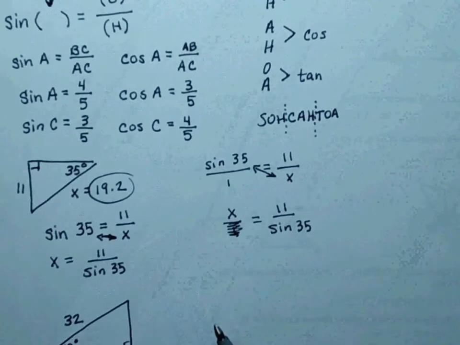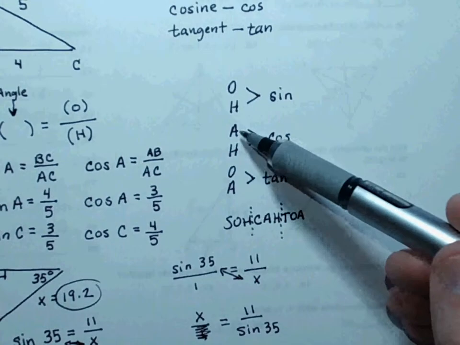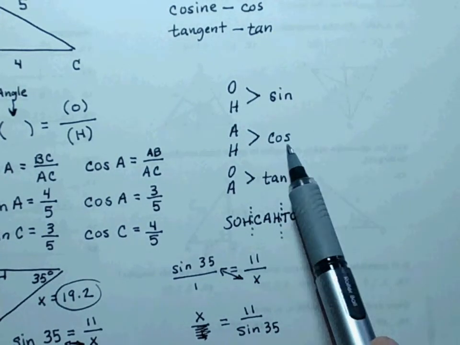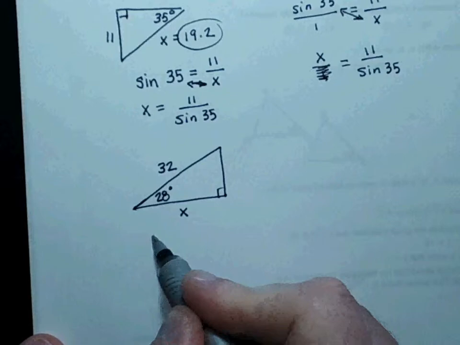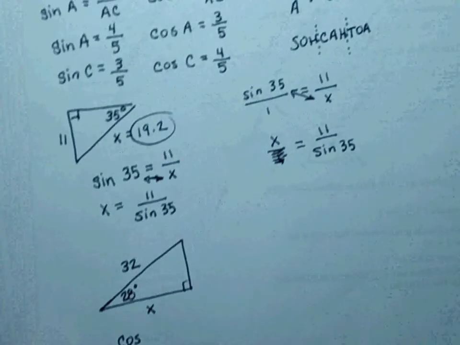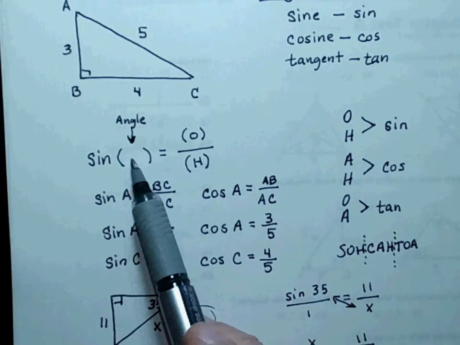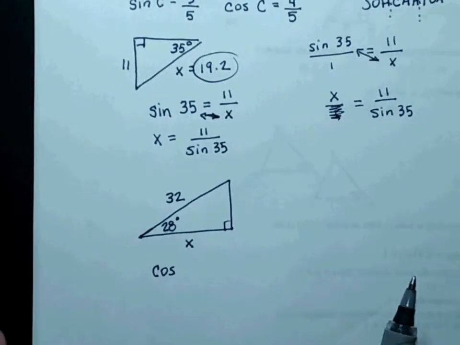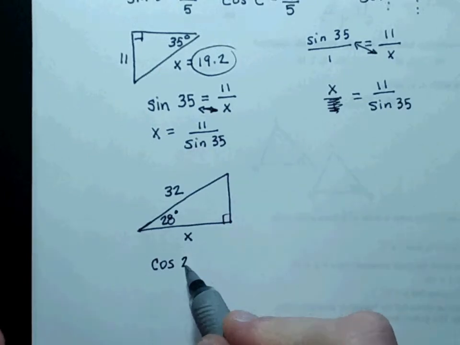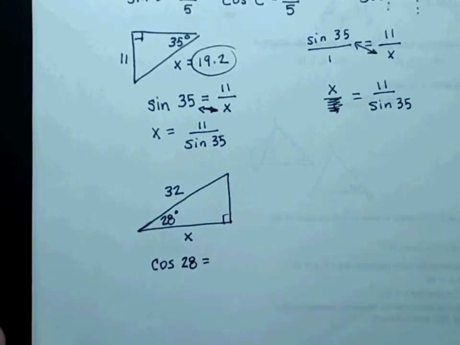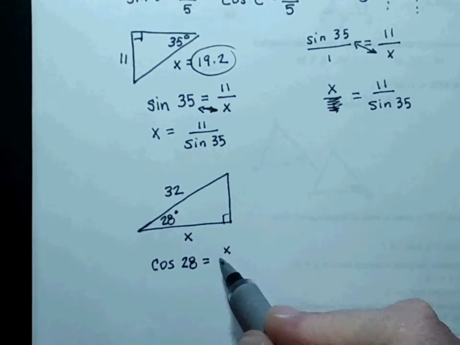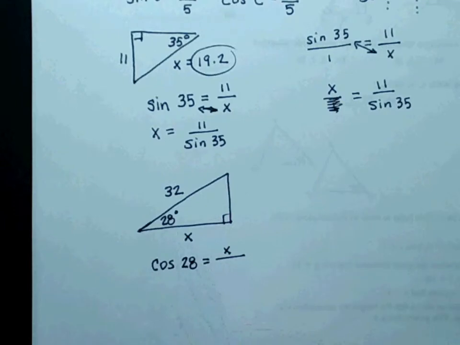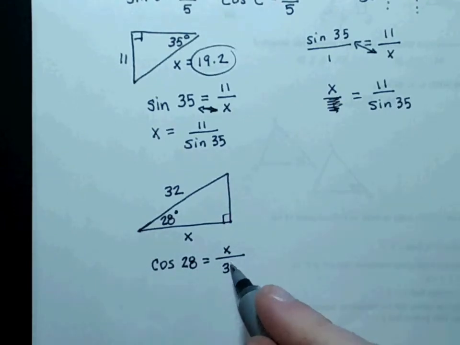So if I have the adjacent side and the hypotenuse, I'm going to use cosine. All right? So that tells me already I'm going to use cosine. And remember, what goes next after cosine? We always put our angle next. Okay? So we've got cosine of 28, because that's our angle, equals, now cosine, remember, is adjacent over hypotenuse. So which side is the adjacent side? X is our adjacent side over the hypotenuse, which is 32.